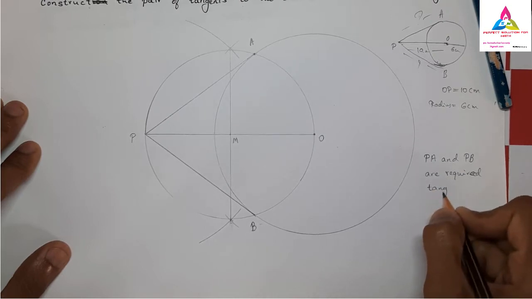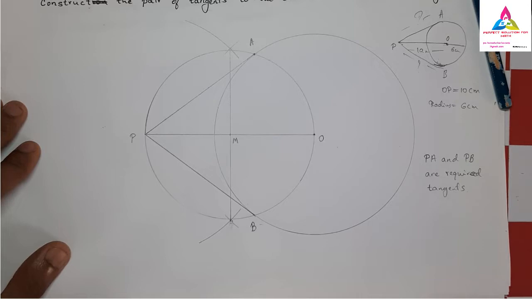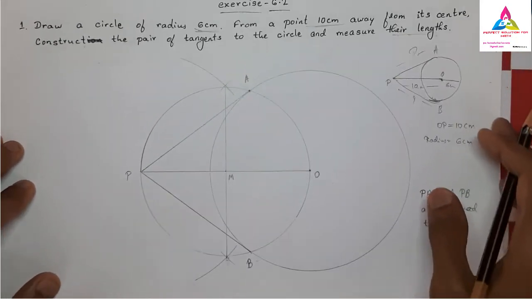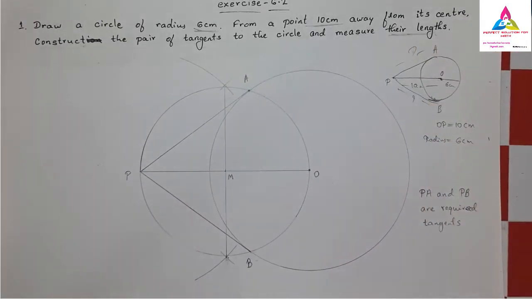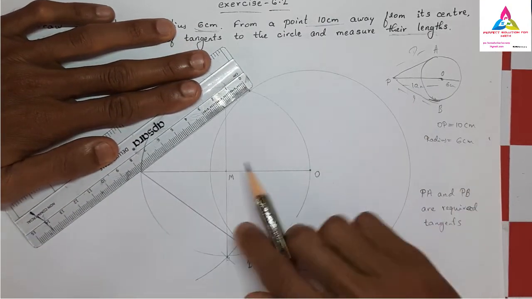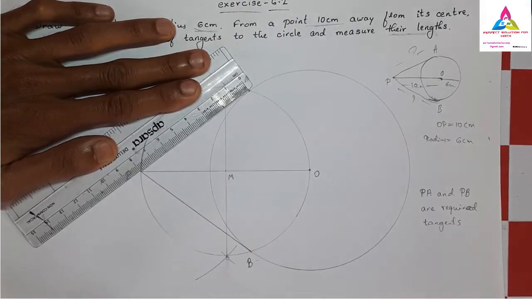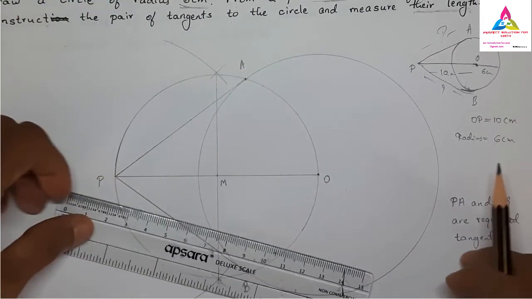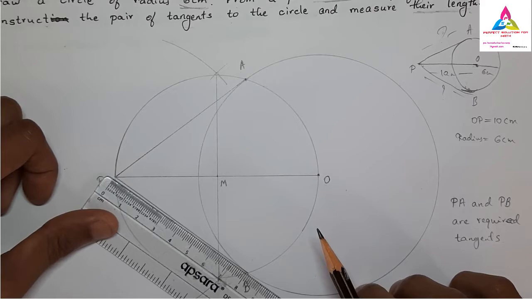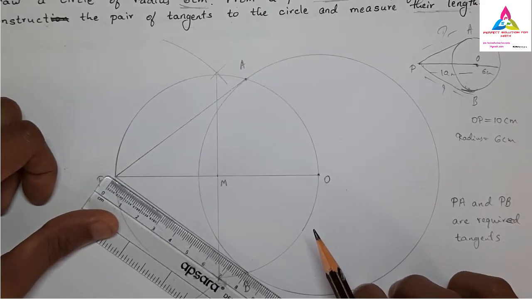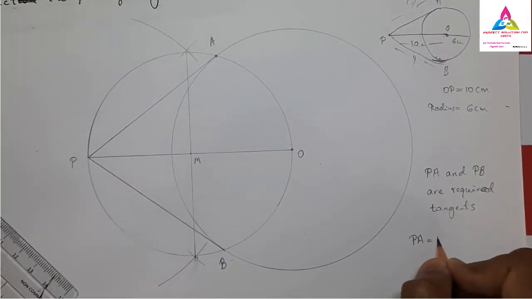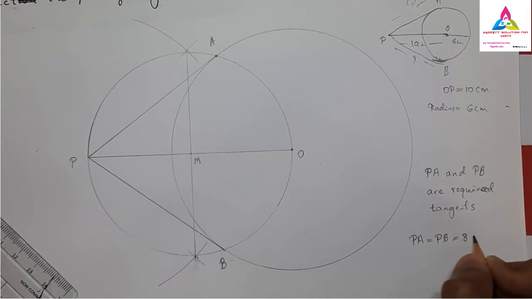Because from an external point we can draw two tangents, and we have drawn them. Most importantly, they have told us to measure their length also, means we have to measure the length of PA and PB. And you will see that PA and PB must be equal to one another. If you see it clearly, it is 8 centimeter. PA value is 8 centimeter, and the PB value must be 8 centimeter only, because we have already learned the lengths of the tangents are equal. So PA is 8 and PB is also 8. PA is equal to PB, both of them are 8 centimeter each.